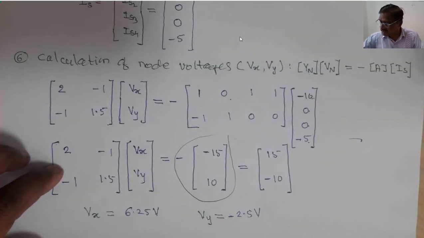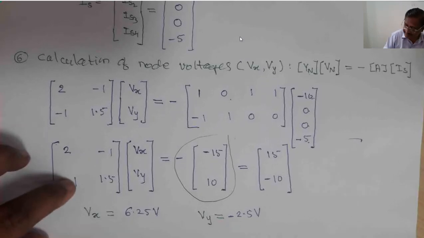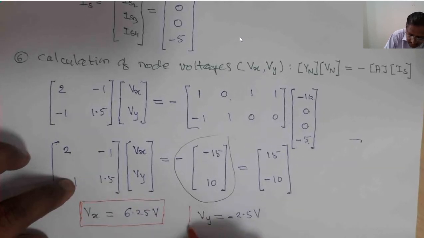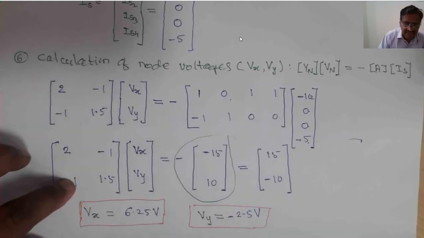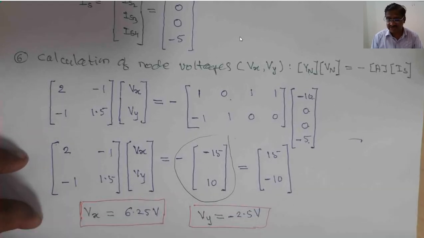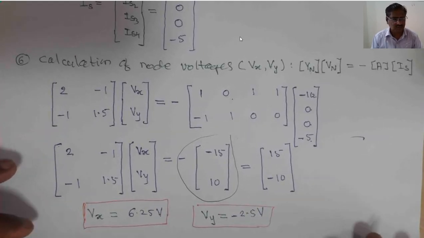Now we have calculated the two unknowns. These are nothing but the node potentials, Vx and Vy. Sometimes the problem may ask you to find the node potentials Vx and Vy by using the reduced incidence matrix. In that case, this will be the solution.